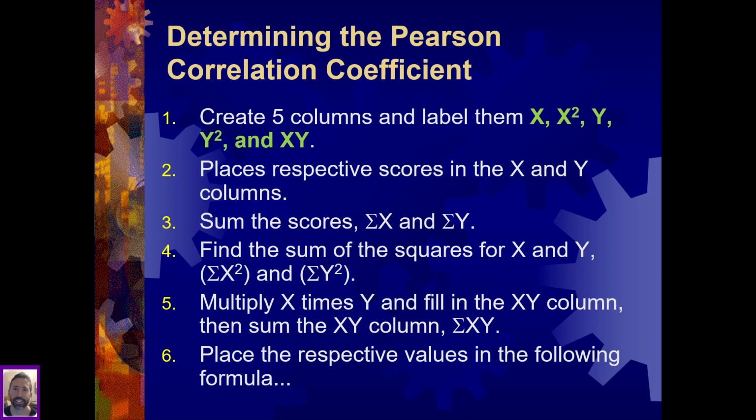Okay, you're also going to be multiplying your X and your Y scores together, and you're going to be filling in your X times Y column. So there's going to be a lot of multiplication going on, a lot of squaring, a lot of adding, but you're just going to work carefully and put these values in the correct column to be able to plug these values into the formula if you are doing it by hand.